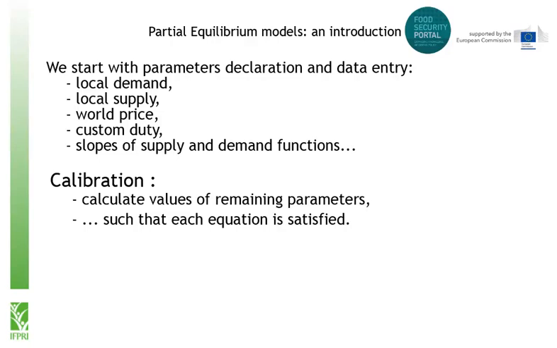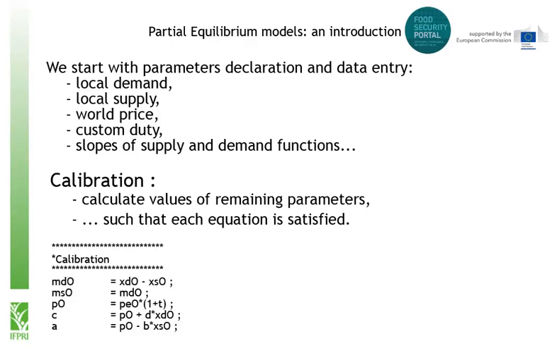Okay, how do we do that here? Once you have given a value to local demand of rice, local supply, world price, custom duty and slopes of supply and demand functions, what you can type in the GAMS file is calibration. So this is just to explain what you are doing here in the program. So for the calibrations, you have 5 instructions.